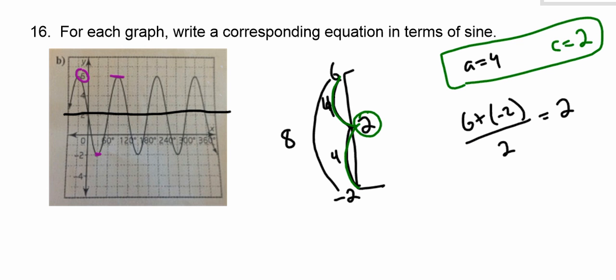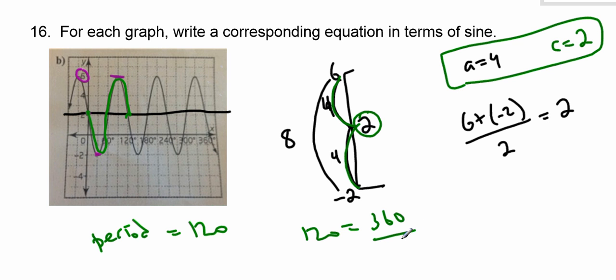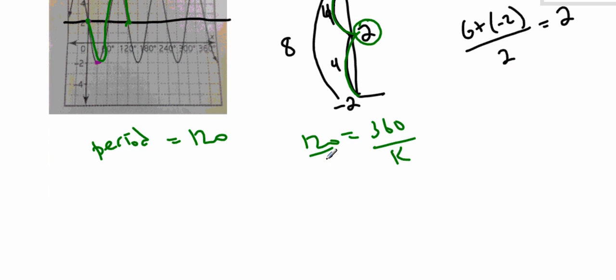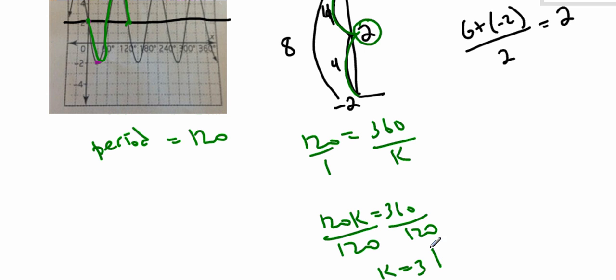Now let's look horizontally. I could say that this is the start of a sine curve here, in which case we would have negative sine. So let's say that our sine curve starts here, and then we go negative, and then positive. So in this case, we see a period. If we start at 0 and we end here, the period is 120, and therefore 120 equals 360 over k. So if you want to cross multiply, 120 times k is 360. Divide by 120, k equals 3. So there's the k value.